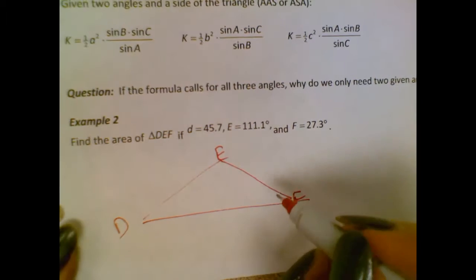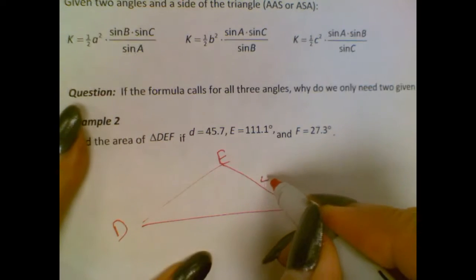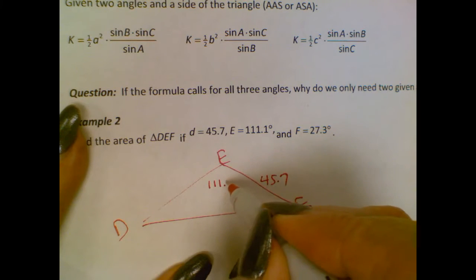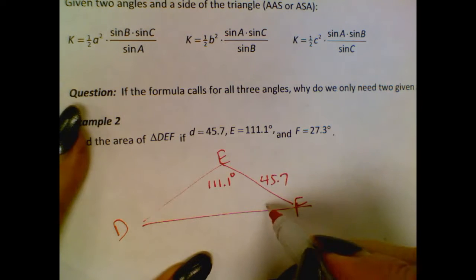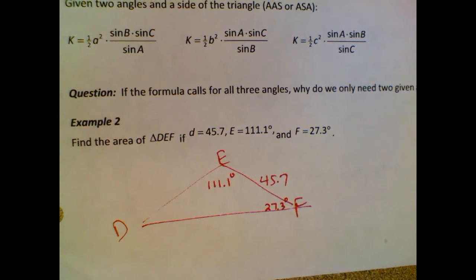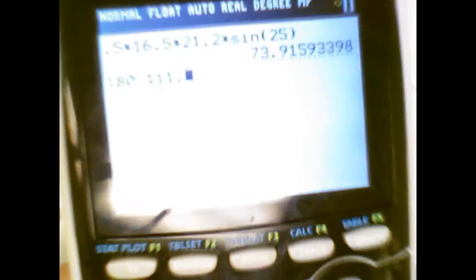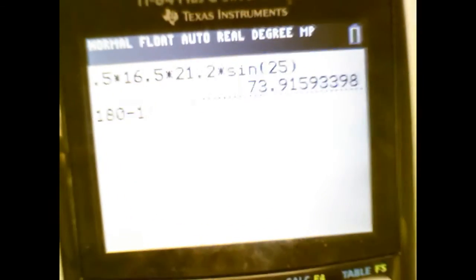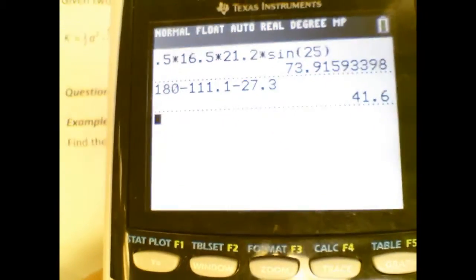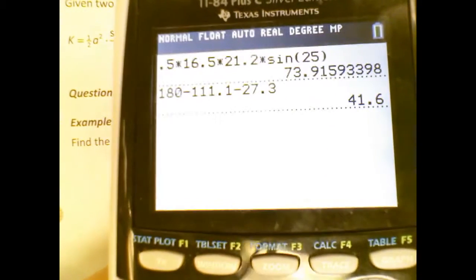So let's see. Little d, that's a side, is 45.7. Angle E is 111.1. Angle F is 27.3. And now I want everyone to find the third angle. So everyone go 180 minus 111.1 minus 27.3. So I just did 180 minus the other 2 and you get 41.6. There it is on the screen.